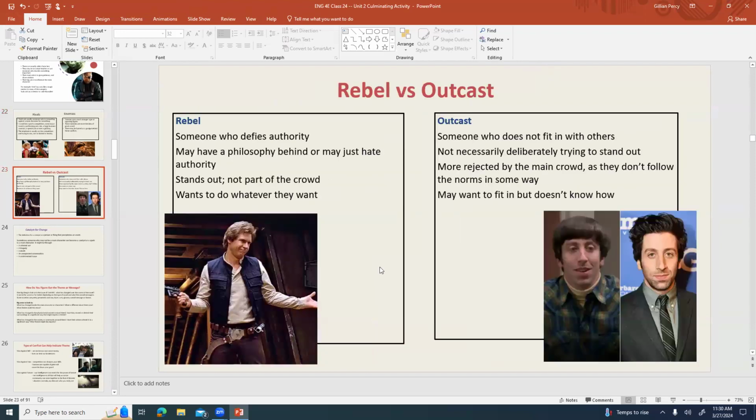And then we have rebels versus outcasts. They kind of have a similar role.